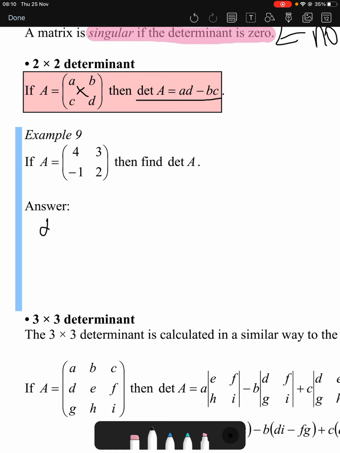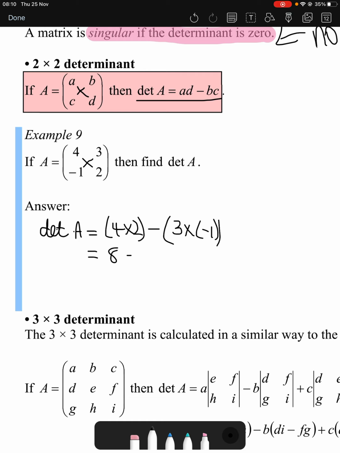So basically, determinant of A is those two, take away those two. Which is obviously 8, take away -3, which gives you 11. Nice and easy. So that means this matrix does have an inverse. And you can use the determinant when you're getting the inverse later on today.